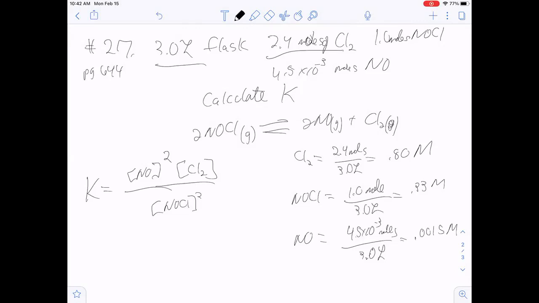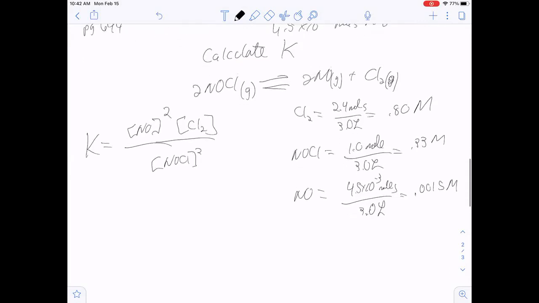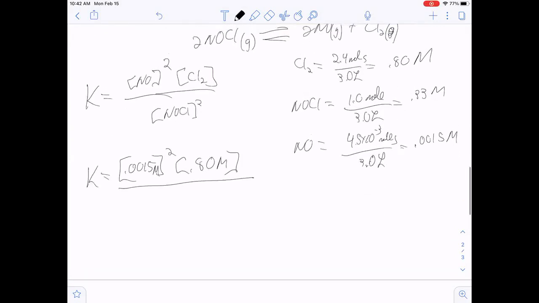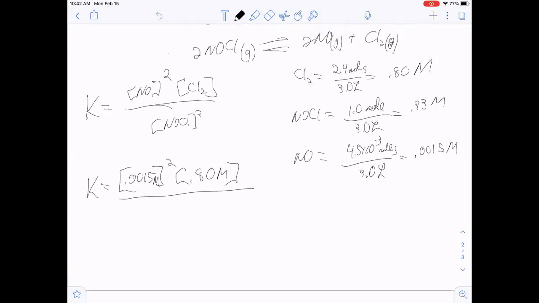So sometimes they give you the concentrations in molarity, then you're all set to go. If they do it like this, then you've got to calculate the concentration first. And obviously, if they gave you pressures, you'd be calculating Kp. So now I can plug them in. That would be squared. The chlorine is 0.80. Oh, that's molar. And then we divide it by the NaCl, 0.33.